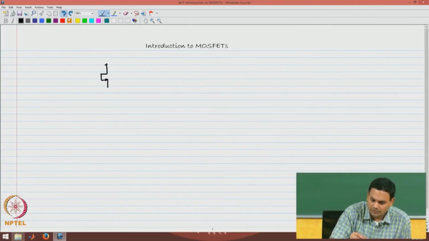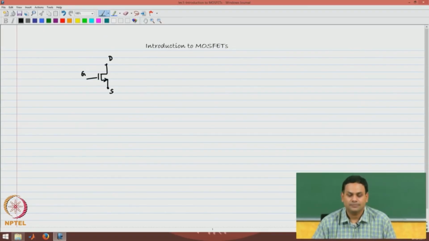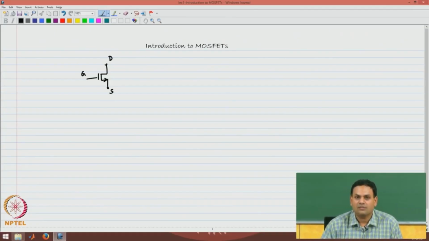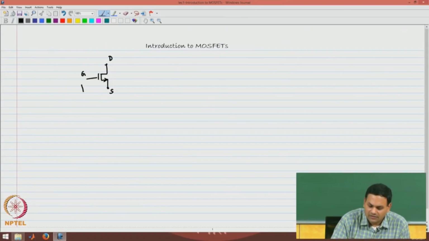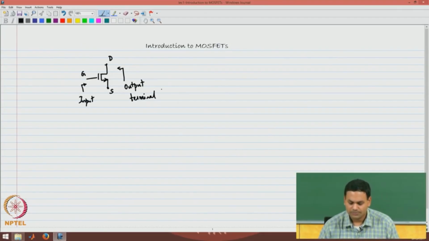First of all, the MOSFET happens to be a 3-terminal device. It has a gate terminal, it has a drain terminal and a source terminal. And by normal convention for analog circuits, this happens to be the input terminal and this happens to be the output terminal.